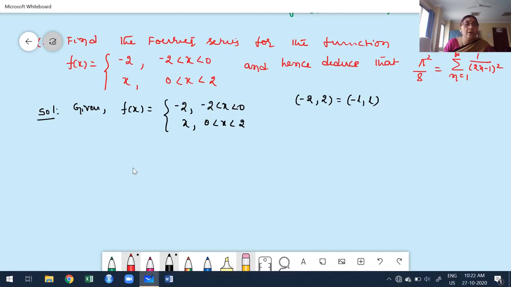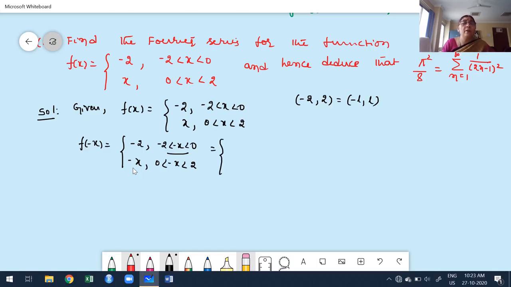How to verify now? Just replace x by minus x. Once you replace x by minus x, we get minus 2 less than minus x less than 0, and 0 less than minus x less than 2. Just replace x by minus x. This inequality was already explained in my previous video.